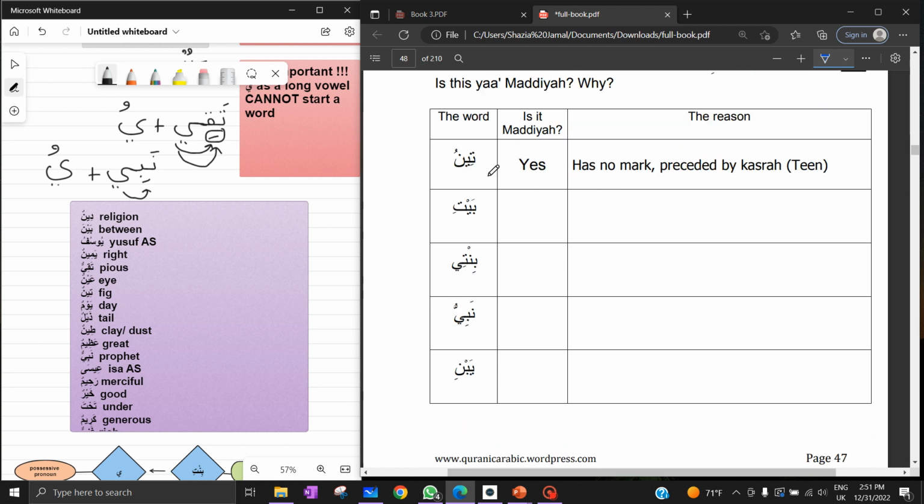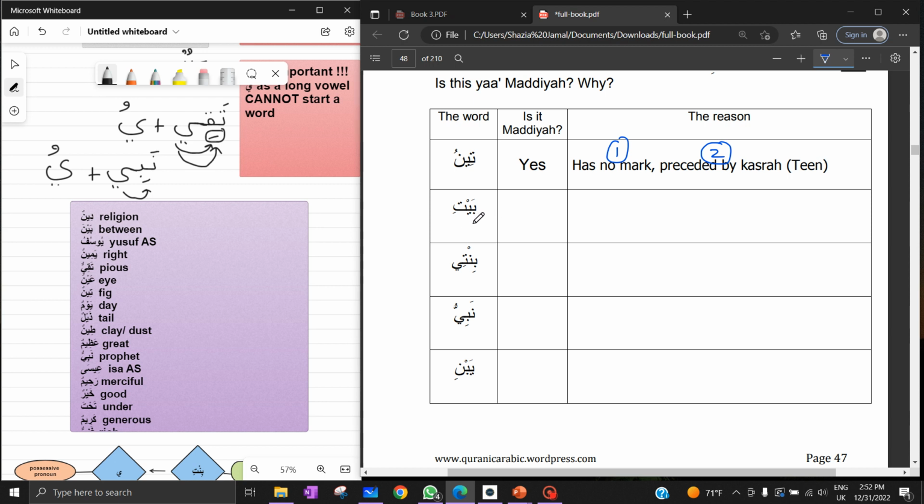So the first word has been done for you, teen. Is it a midya? Yes. How do you know? Give reasons. It has no mark above it and it is preceded by a kasra, meaning the letter before ya has a kasra. So these are the two proofs, 1 and 2. This is the proof number 2. So that's how you prove that it is a long vowel ya. Ya midiya. So let's go on to the next word, baiti.